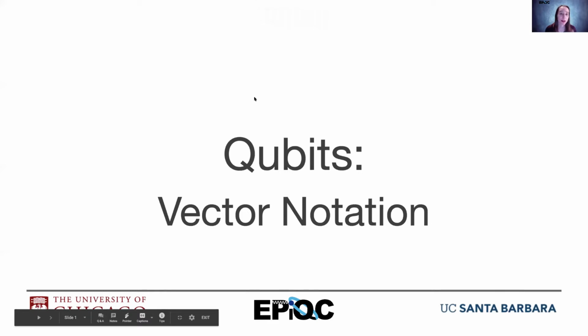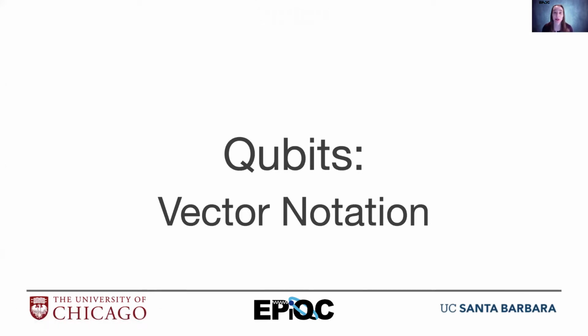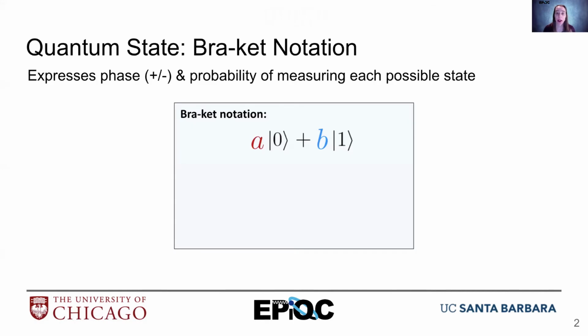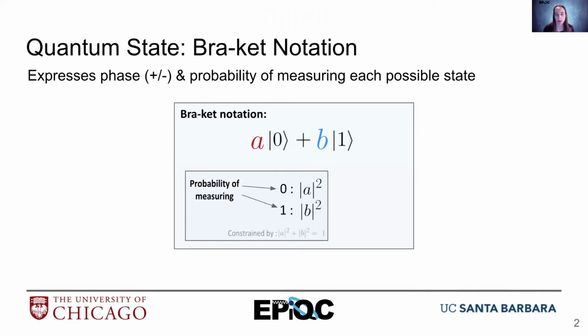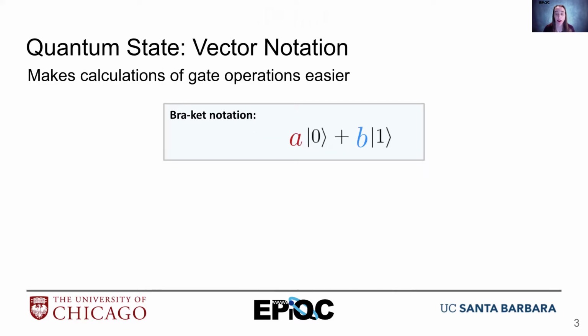Okay, now I'm going to introduce you to a second notation. It's called vector notation. We did bracket notation already, and this made it easy for us to extract the probability of measuring each possible state and knowing the phase. Okay, so just a reminder that the probability of measuring 0 in this case is absolute value of a squared, and probability of measuring 1 is absolute value of b squared. Okay? Now, let's look at vector notation.